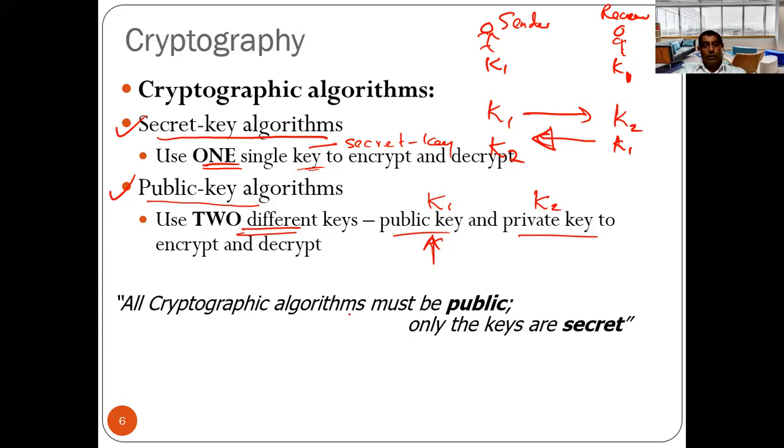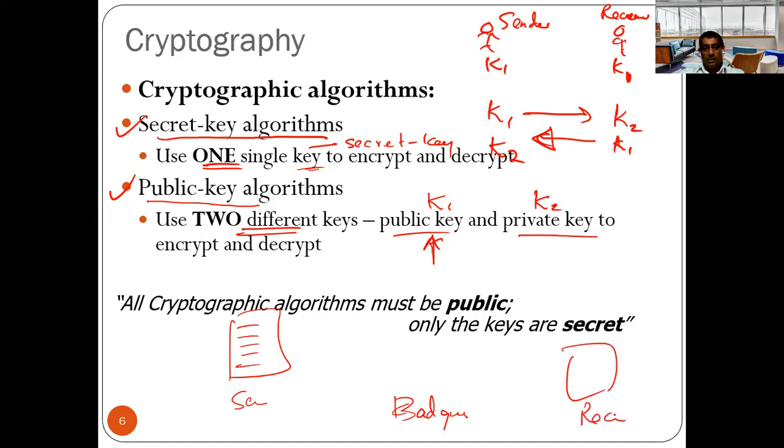Now, cryptographic algorithms must be public. The algorithm, the recipe, is common. The sender knows it, the bad guy knows it, because we now have three people at the moment: the sender, the bad guy, and the receiver. So all know the algorithm. Only the secret thing is the key. The key is with the sender and the receiver. The bad guy should not have the key.